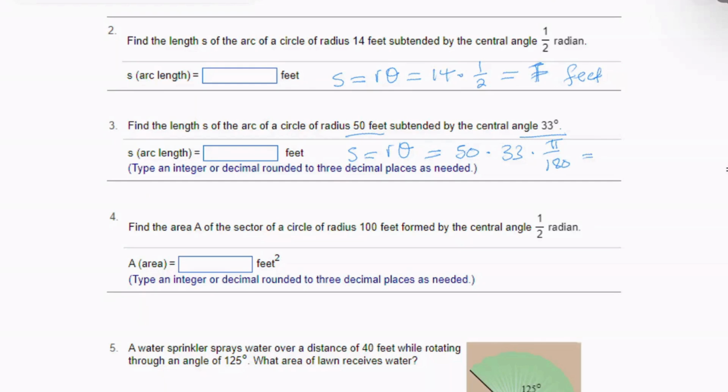When you put this on your calculator, you should get something like 28.798. Why 798? Because the instruction says 3 decimal places.